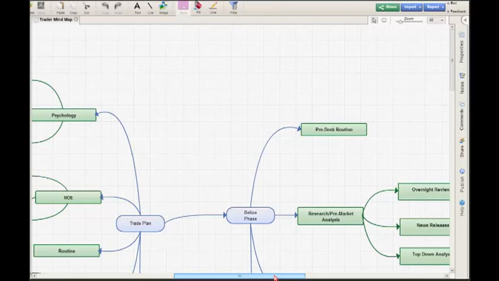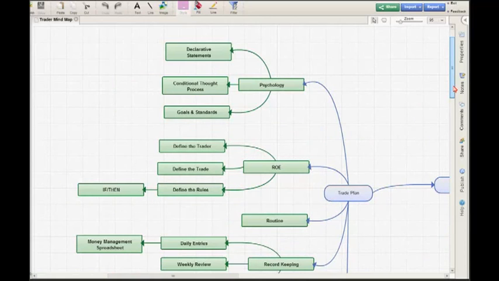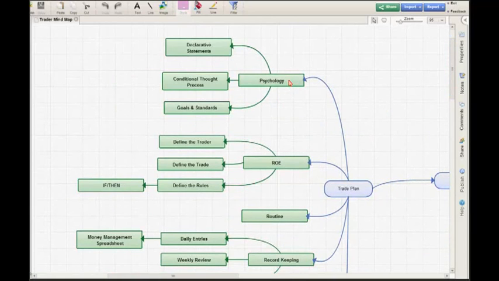Basically what we have, for example, here's a trade plan, okay? So when we write a trade plan, what do we need? Well, the first thing that we're going to need is psychology, which will include our declarative statements, our conditional thought processes, and our goals and standards. So this plays a very, very important role when we start talking about running through our trading plan every day. It reinforces our belief system. It reinforces our psychology. It sets into motion why we're there and what we're trying to accomplish.